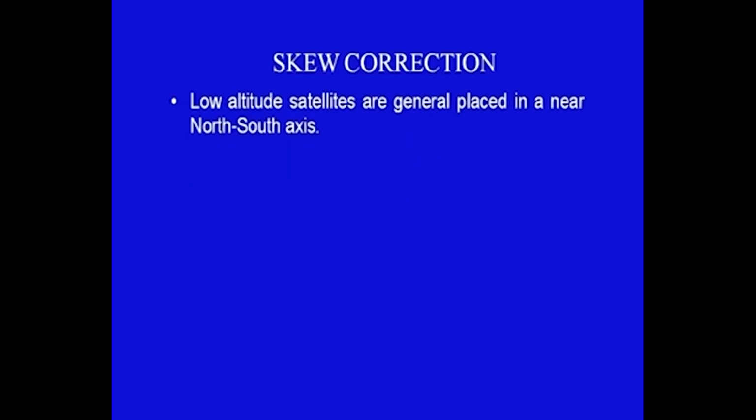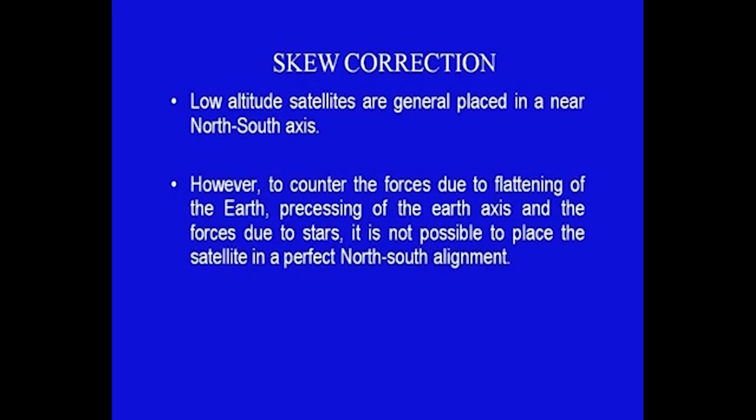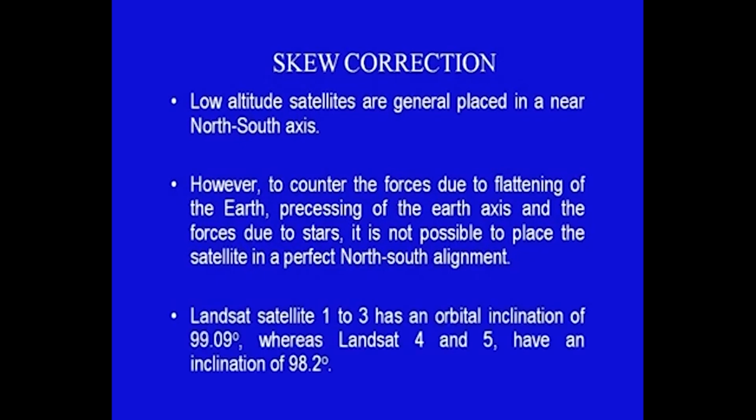Next, we come to skew correction. Low altitude satellites are generally placed in a north-south axis. However, to counter the forces due to flattening of the earth, precessing of the earth's axis and the forces due to the stars, it is not possible to place the satellite in a perfect north-south alignment. Landsat 1 to 3 has an orbital inclination of 99.09 degrees, whereas Landsat 4 and 5 have an inclination of 98.2 degrees.